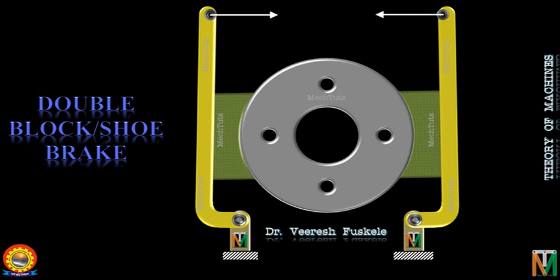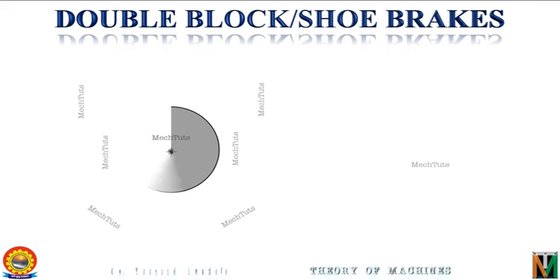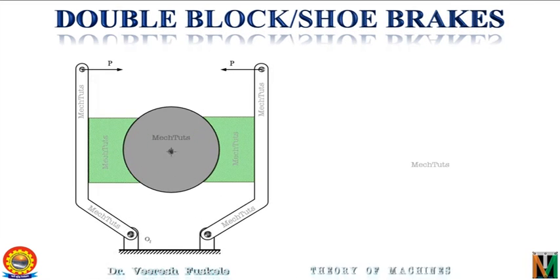Now let's see the forces that will be acting on the drum and the block. So this is the drum and these are the two levers along with the blocks which are pivoted at O1 and O2. L is the length of the lever, or it is the distance of the fulcrum from the point at which the force is applied. A is the distance from the center point to the fulcrum.